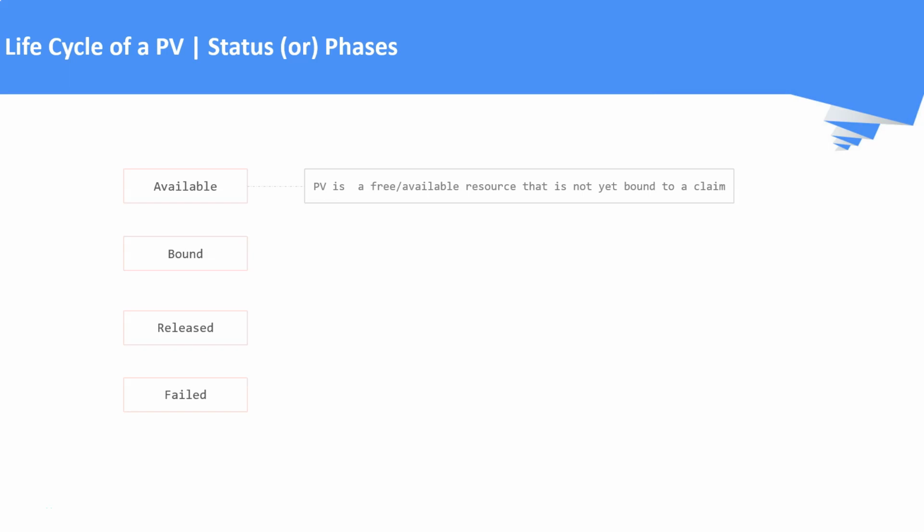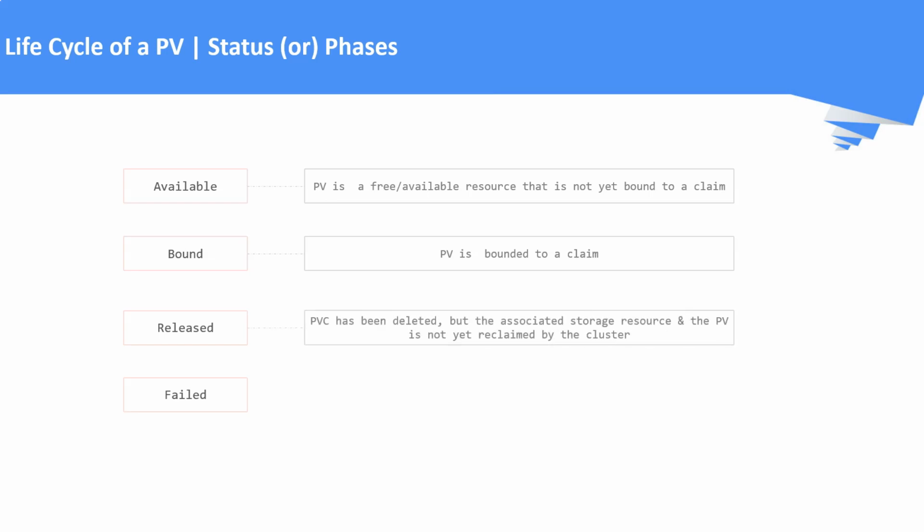Status or phases. A persistent volume will be in one of the following phases or states, that is available, bound, released, and failed. A PV will be in available state when it is not yet bound to a claim, meaning the PV is a free resource. A PV will be in bound state when it is associated or bound with a claim. In released state, the claim has been deleted, but the PV and its associated storage is not reclaimed by the cluster. When there is a problem in reclaiming a PV, the PV will be in failed state.